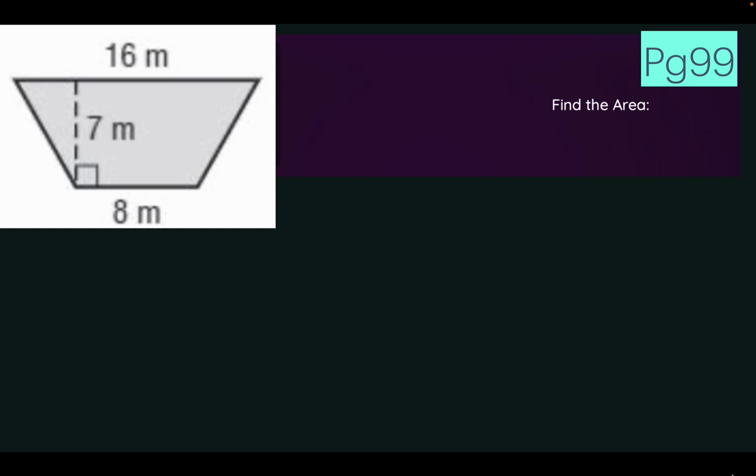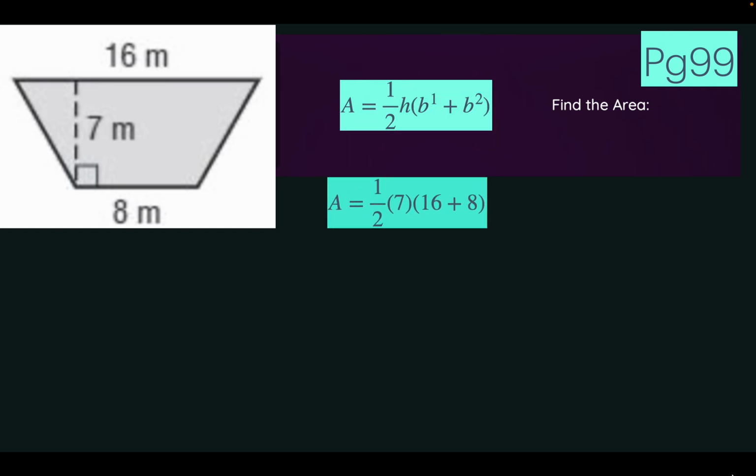All right, so the formula for the area of a trapezoid is area equals 1/2 height times base 1 plus base 2. When you're looking at this trapezoid, you need to be able to tell what each one is. So looking at the trapezoid, my height is 7, and my bases are 16 and 8. So I plug them in. Once I have them plugged into the formula, I just follow my order of operations, the same order of operations that you've been doing since the 5th grade.